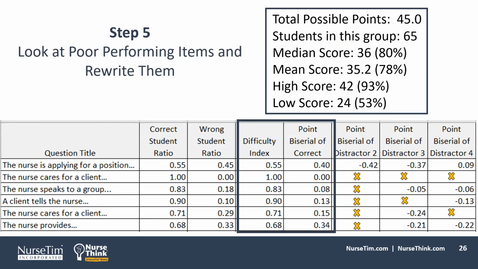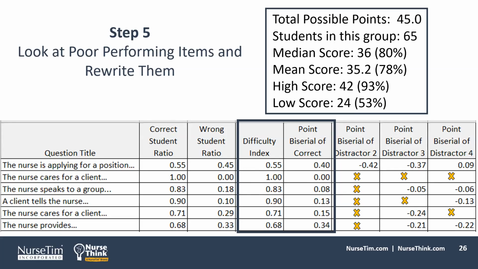Now what I want to do is look at those poor performing items and think about rewriting them. So I'm going to take a look at my difficulty index, I'm going to look at my point biserial, I'm going to look at my lazy distractors, and I'm going to think about how I'm going to rewrite those items.